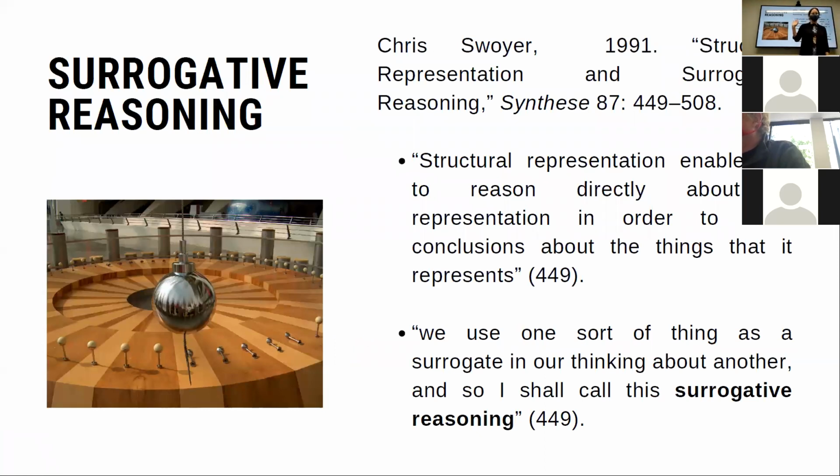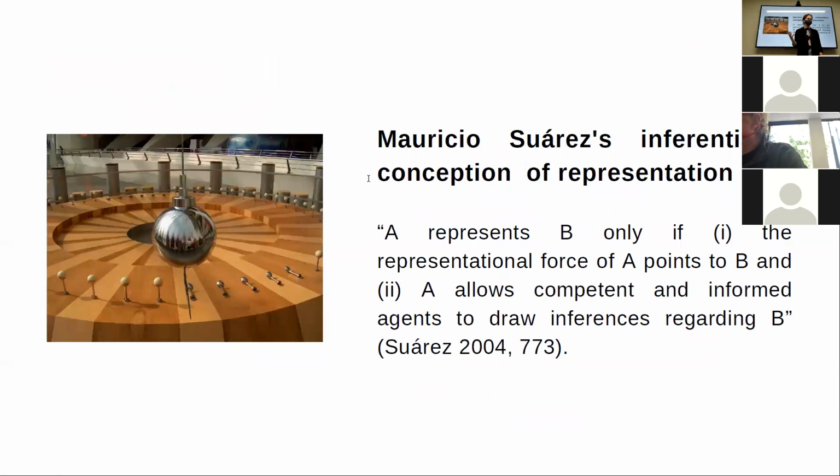Okay, so what is surrogative reasoning? Surrogative reasoning is analyzed as a kind of structural representation in philosophy. Structural representation in general, this is from Chris Swoyer, enables us to reason directly about a representation in order to draw conclusions about the things that representation represents. So we use one sort of thing as a surrogate in our thinking about another, and this is why it's called surrogative reasoning. So this isn't surprising. This has been more recently discussed by a number of philosophers. There's a major project going on right now.